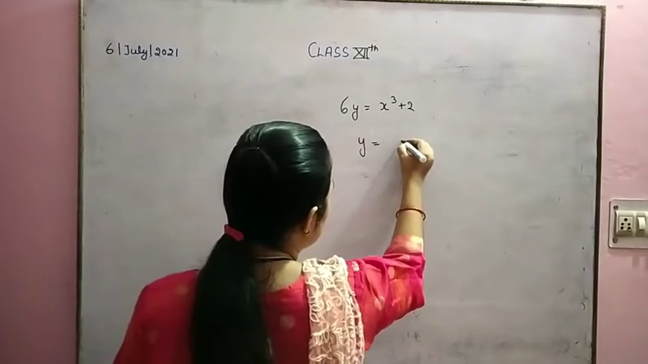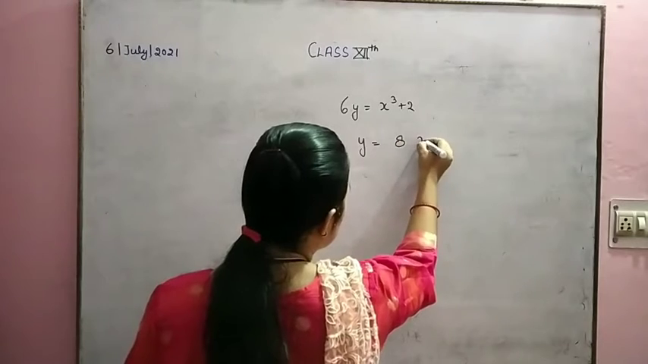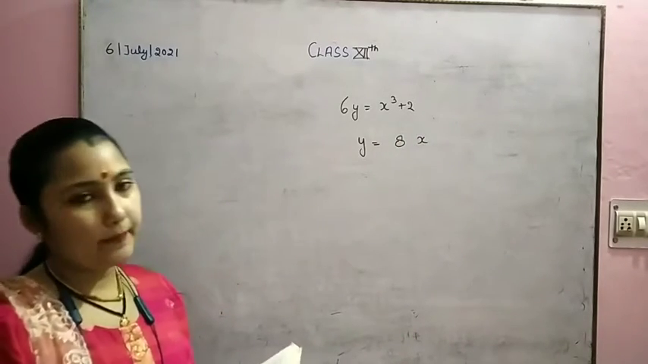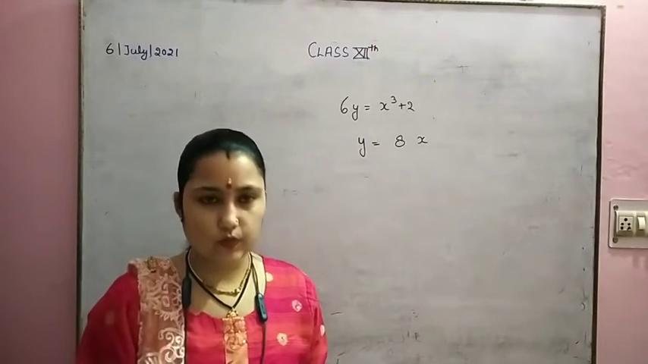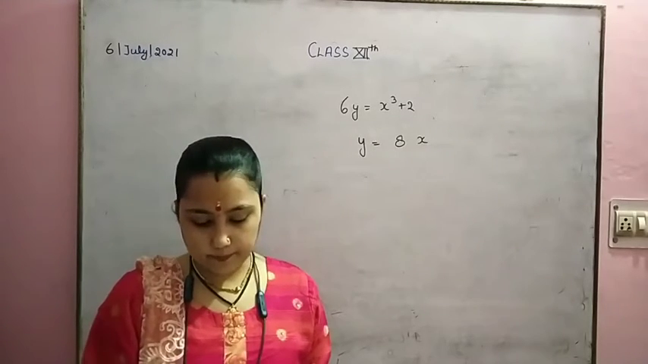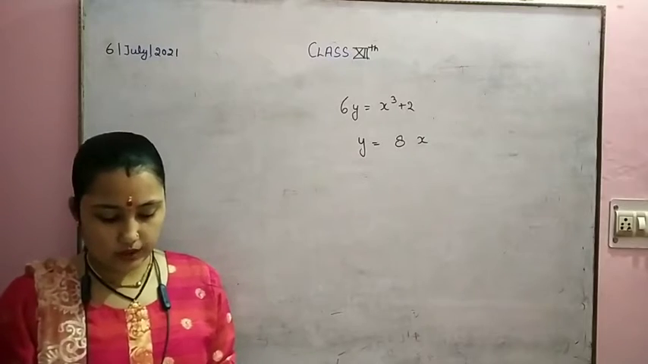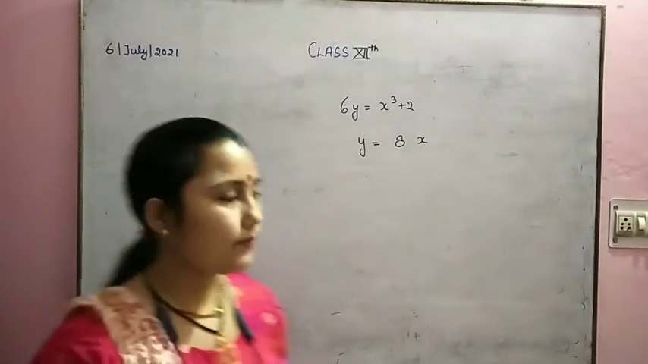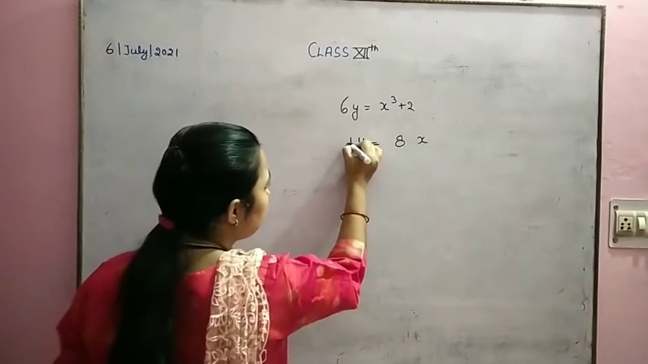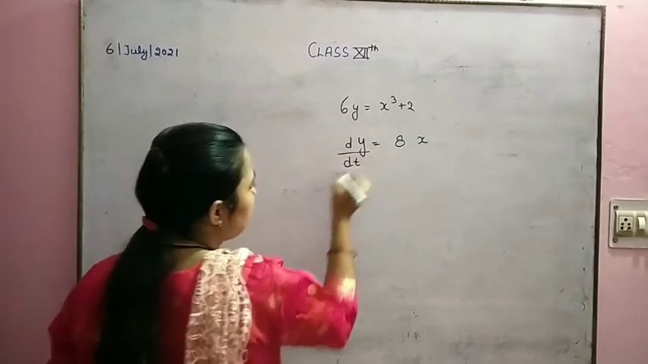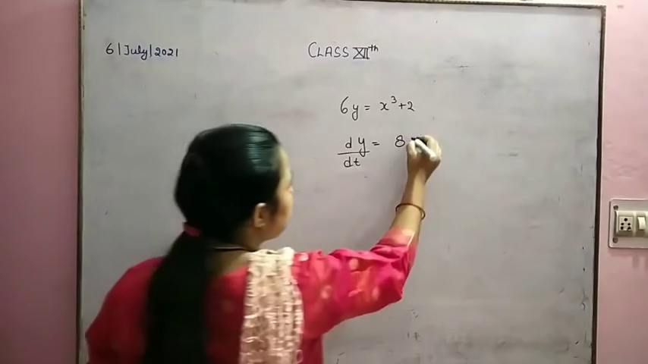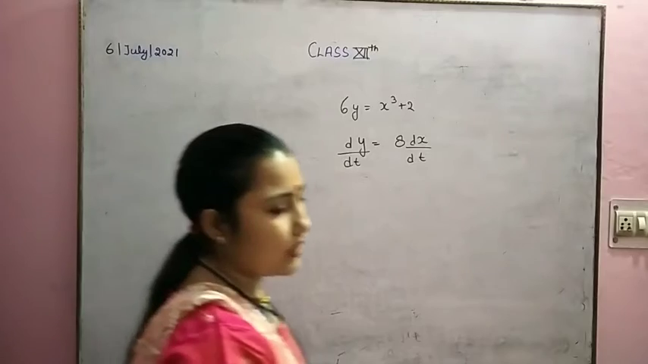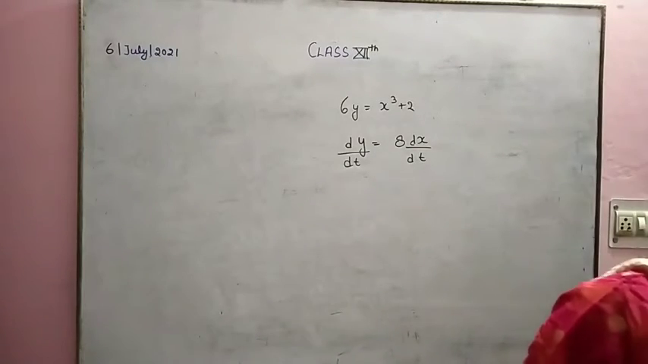The y coordinate is changing 8 times the x. So the question is, a particle moves along the curve 6y equals x cube plus 2. Find the point on the curve at which the y coordinate is changing 8 times as fast as the coordinate x. That means dy by dt, the change of y coordinate, is equal to 8 dx by dt. Now we have to find x and y.